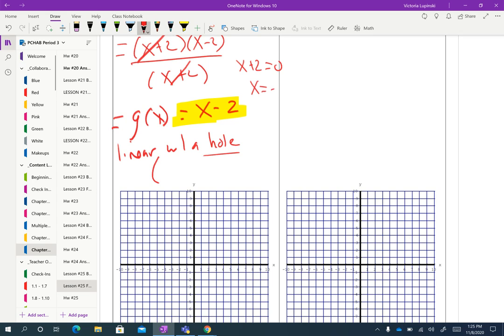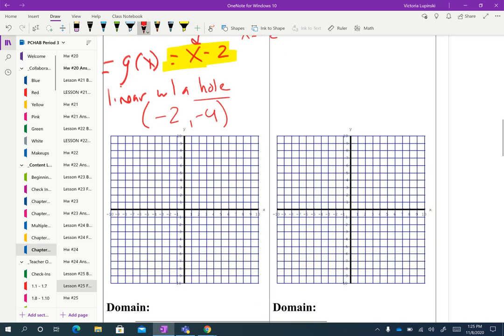That would give you the x value of the hole, which in this case would be negative 2. You would then plug that into the reduced form, and you would get a value of negative 2, negative 4. So if I'm going to go ahead and graph this function, here's my hole, negative 2, negative 4.